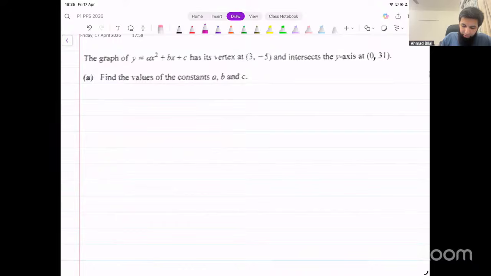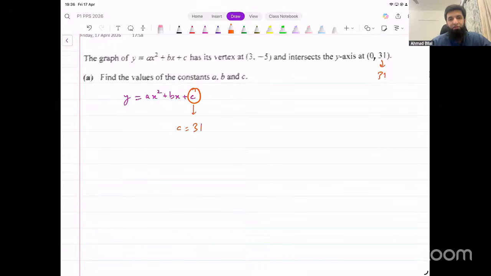Now, the standard form of this equation is y equals ax squared plus bx plus c. Remember what the c represents? The constant term in the quadratic function, also in a linear function. What does c represent? C represents the y-intercept, right? So if we know the y-intercept is 31, we can say the value for c therefore is 31. Okay, so that's one thing that we know.